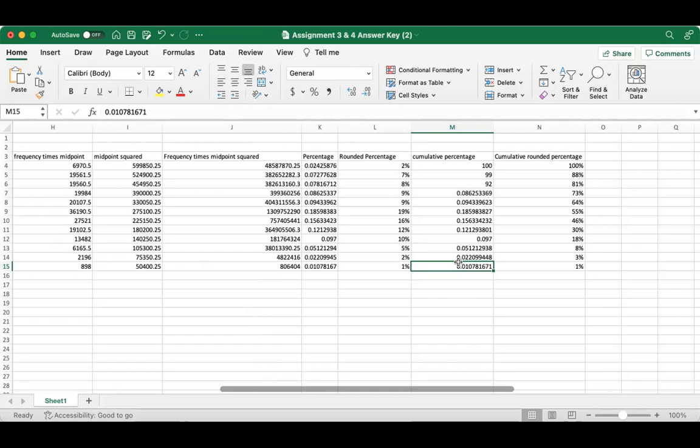66. We use 66 yet? Apparently not. All right, 66. Additional formatting, clear rules. And then we're going to do 66. New rule, cells that contain equal to 66. Format, blue. Okay, that's one.